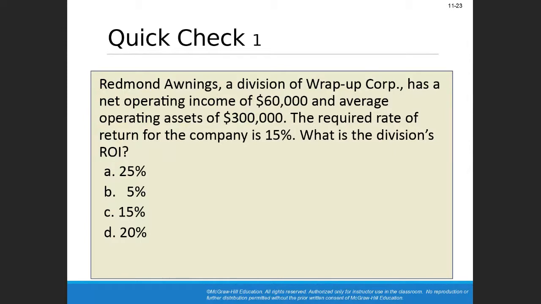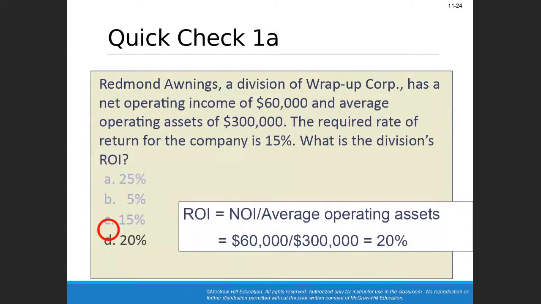Let's do a couple little problems, the kind you might have on your exam. Okay. So Redmond Awnings has a net operating income of 60,000, average operating assets of 300,000, required is 15. What's the ROI? Okay, so going back to ROI. So ROI is simply the income divided by operating assets, or as we learned, margin times turnover, but we're not gonna look at that. We're just, the only numbers we've got is these two, right? So 60,000 divided by 300,000 is 2 divided by 10, so 20%, right?